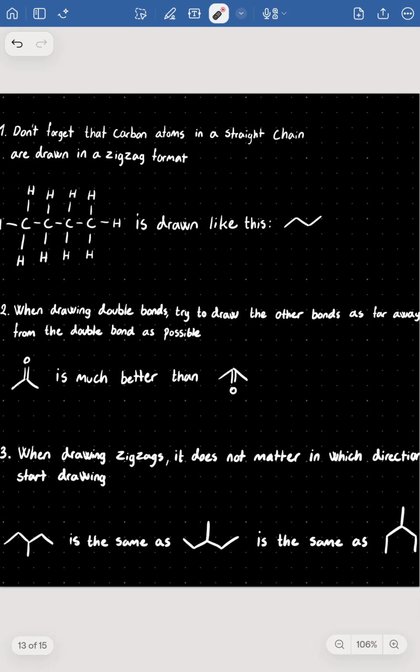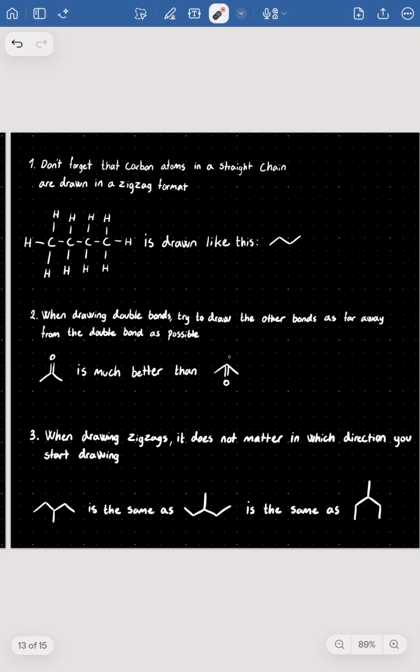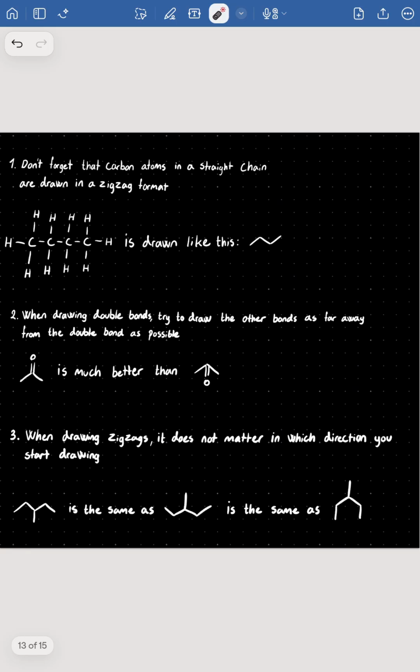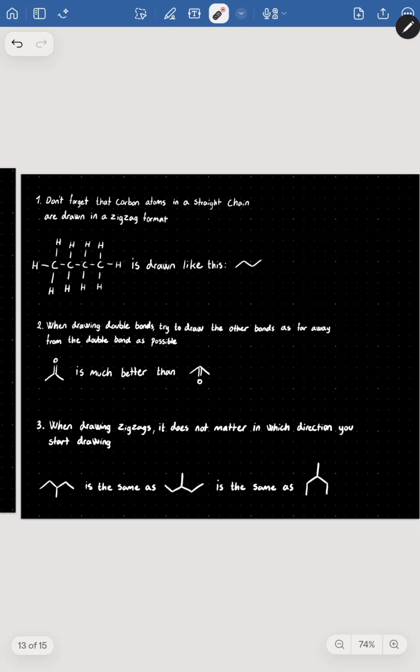So when drawing double bonds, draw other bonds as far away as possible. This keeps the drawings clean and readable. So this is much better than this. Keep them clean. This molecule just looks like it's sad. And when drawing zigzags, it does not matter in which direction you start drawing. So left, right, up, down, they're all correct. So this is correct, and this one is correct. So it doesn't matter when drawing zigzags.